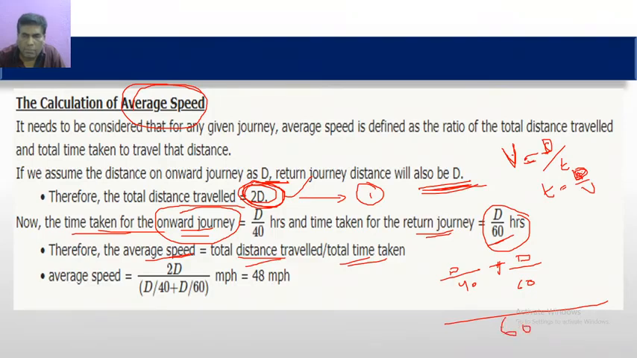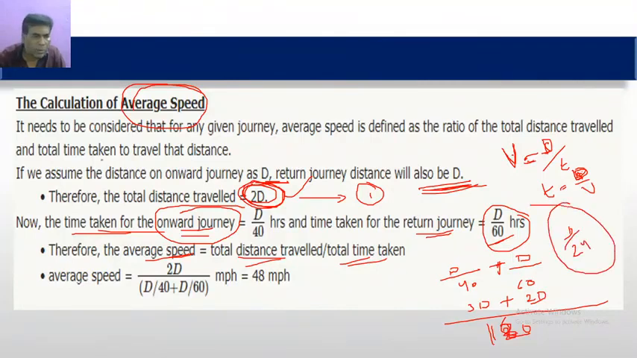What is the LCM of 40 and 60? 120. 40 threes are 120, so 3d. 60 twos are 120, so 2d. So 3d plus 2d, 5d by 120. How much will we get? 5d by 120, after cancellation, we will get d by 24.